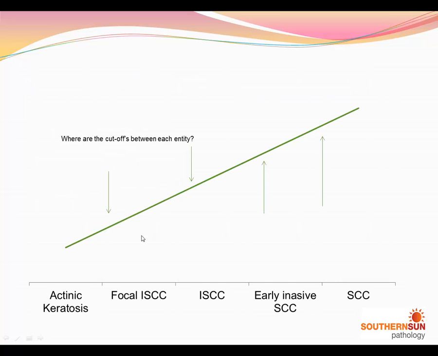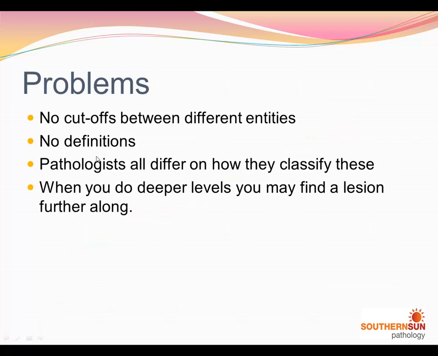If you look on a graph, you can see that there's essentially one continuous process. There's no real cutoffs between each entity, and different pathologists will obviously have slightly different cutoffs between each entity. Even one single pathologist may have slightly different cutoffs on different days. The problem in the literature is there are actually no definitions between all the different entities. It's very difficult to determine when a squamous cell carcinoma is early invasive or just in situ.